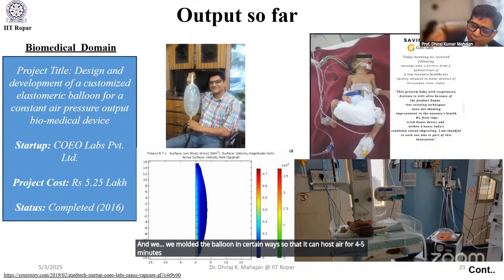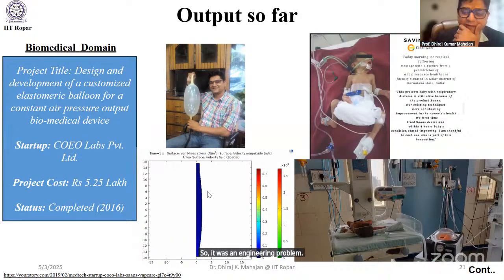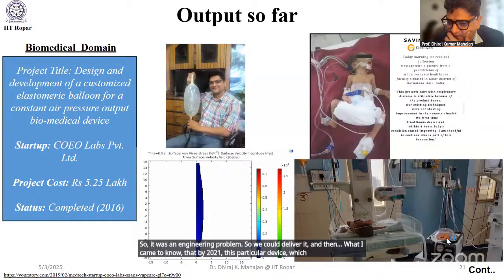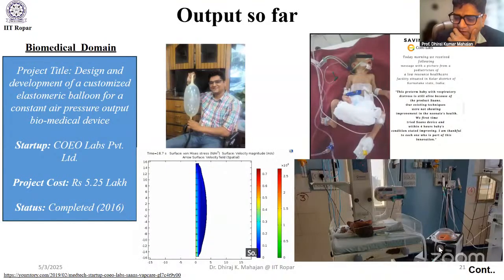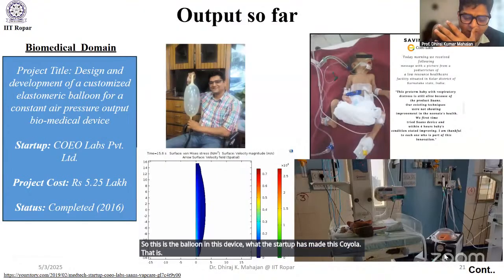And because the flow also needed to be controlled in a physiological parameter, it was an engineering problem. So we could deliver it, and then I came to know that by 2021, this particular device, which you can see, this red colored thing, this is the balloon in this device, what the startup Koyo Lab has made, they have saved around 2,500 kids' lives using this instrument.